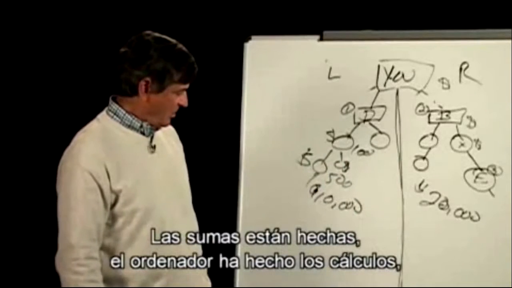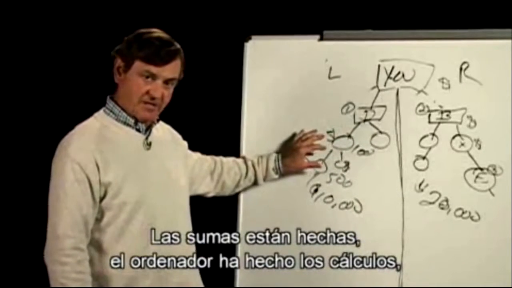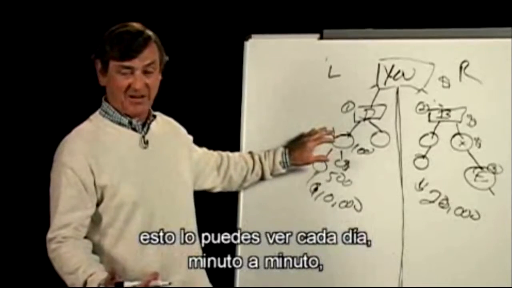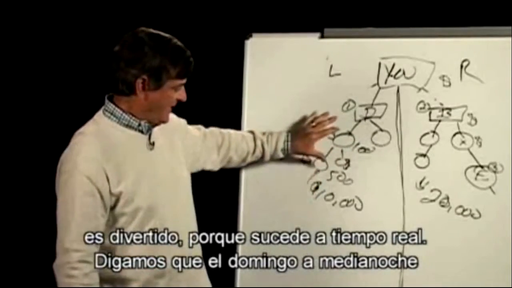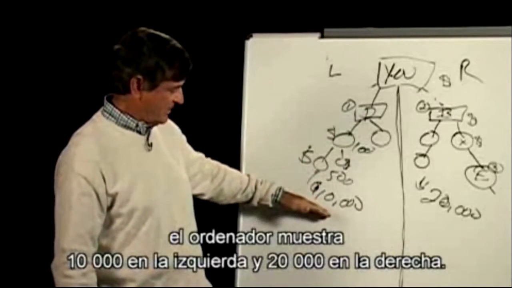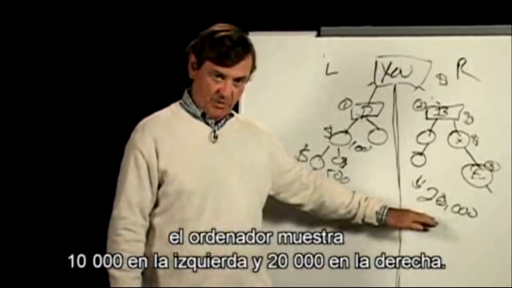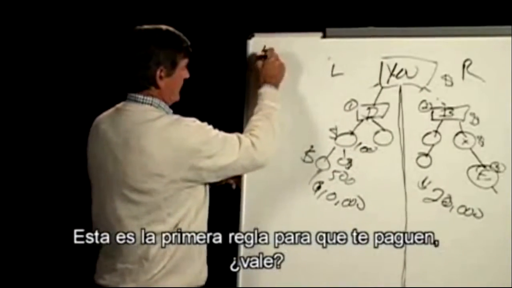Okay, so the addition was done. The computer did all the calculations, and actually you can see it happening every day, every minute. It's kind of fun because it's real time. But let's say Sunday night at midnight, this is what the computer sees: 10,000 on the left, 20,000 on the right. Okay, now here's the first rule of getting paid, okay?